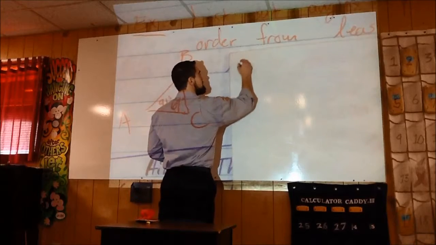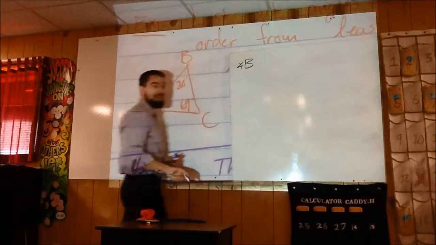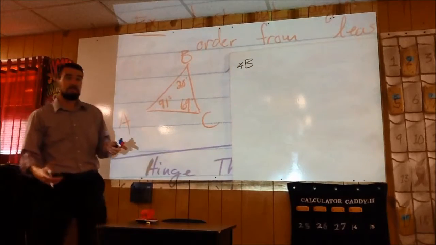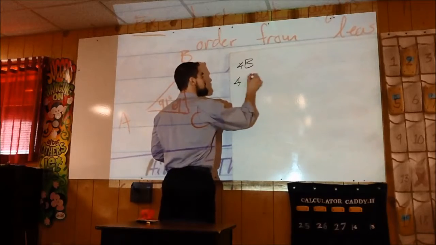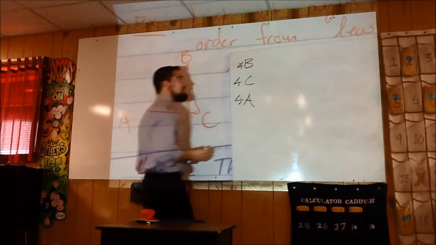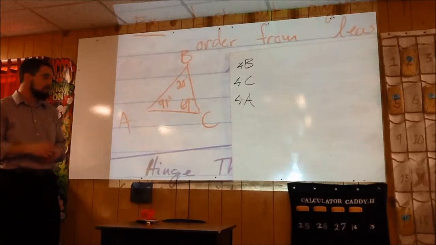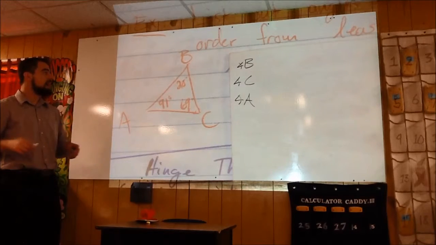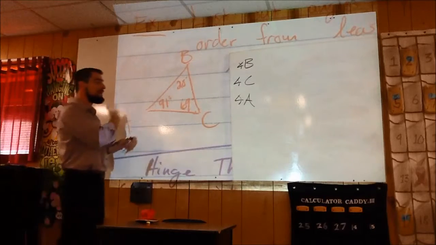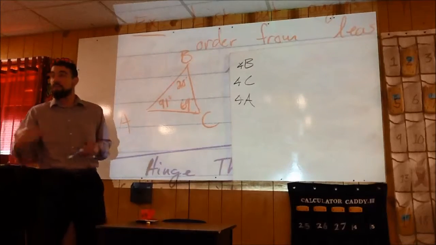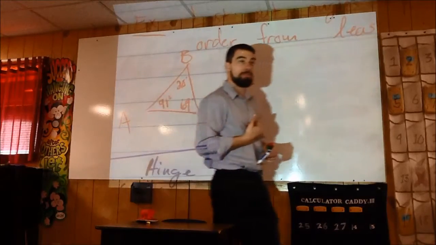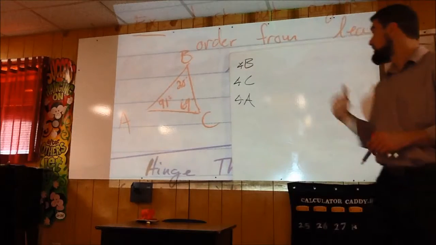So you have angle B, that is the smallest angle. Next one, angle C, and then angle A. This is from least to greatest, the easiest part, because I actually gave you the angle measurements. Now, let's look at the side lengths. Okay? You don't know any of the side lengths, but that's okay. You can tell me. You can list them from least to greatest.